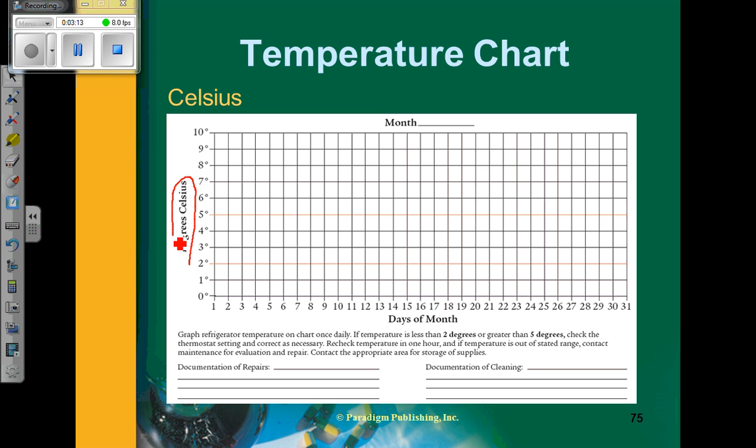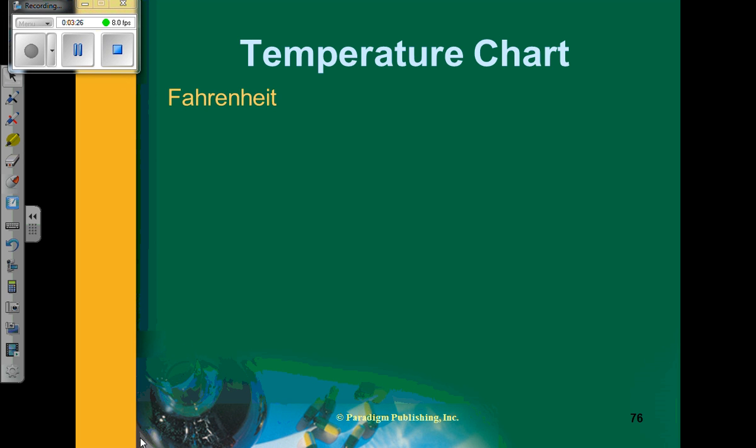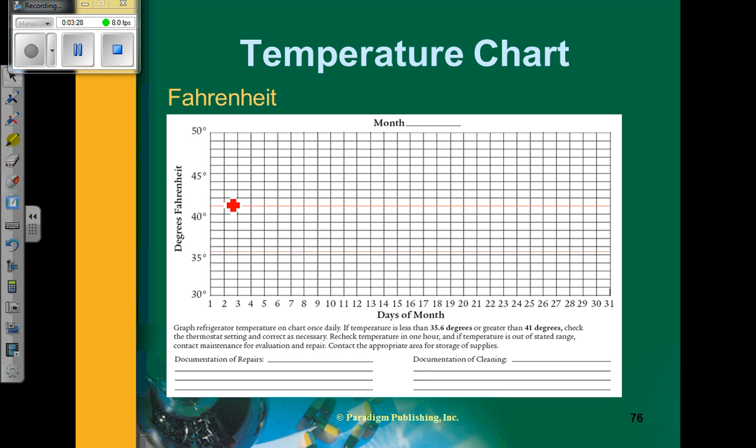On the side here you have the degrees of Celsius, and along the bottom the days of the month. So if it's the first of the month and it's at 6 degrees or 5 degrees, you put it there. Fahrenheit looks the same way, except going up the side your degrees are in Fahrenheit, and on the bottom you have the days of the month. If you've had repairs done to the refrigerator or freezer, or cleaning, you need to mark that down at the bottom as well.